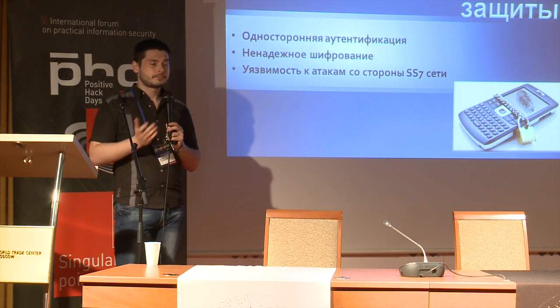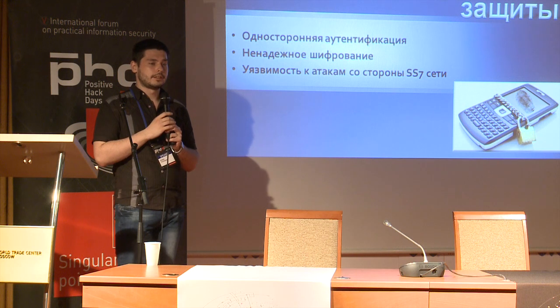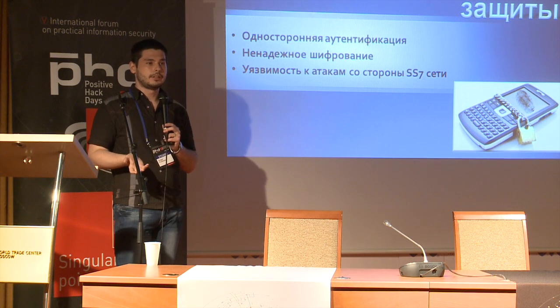vulnerabilities from SS7 network attacks. It's a common signalization channel, a system for realization of alarm messages in phone networks. The fact is that a fraudster can get connected to this network and use its possibilities for various types of attacks.